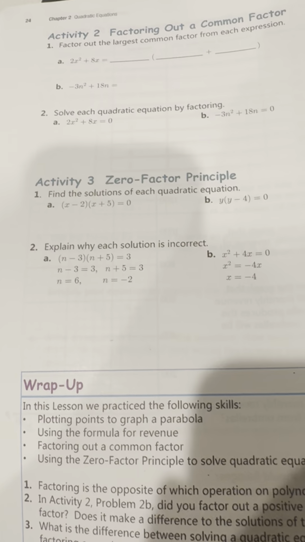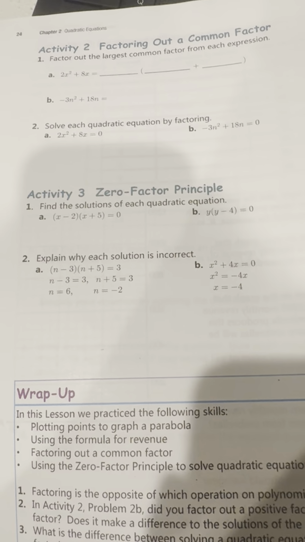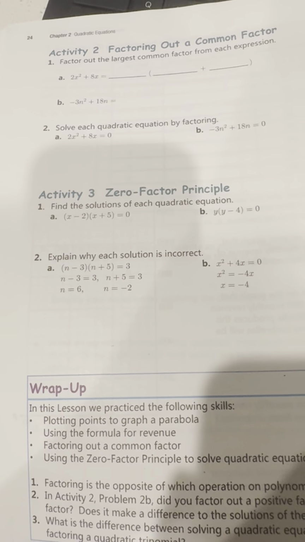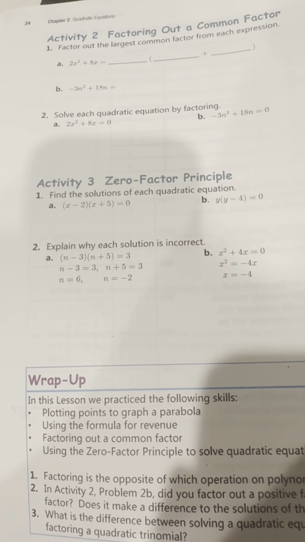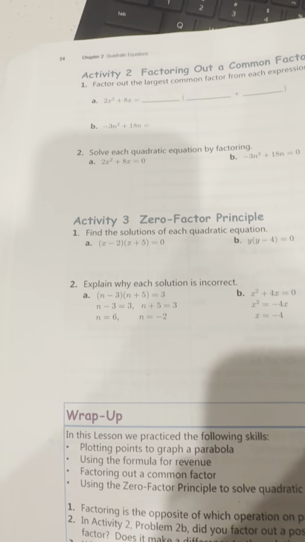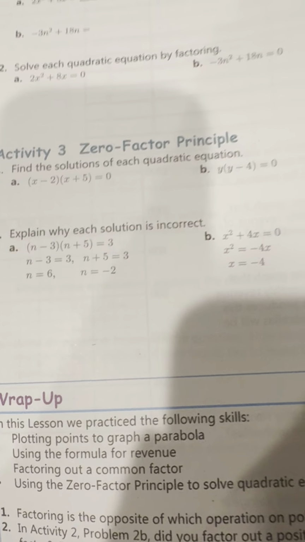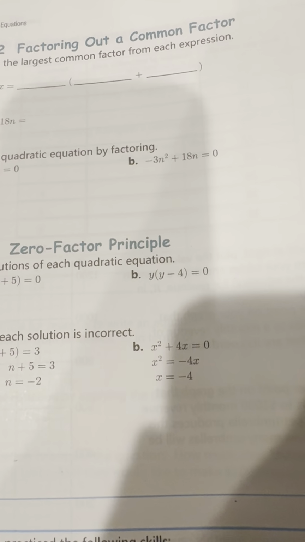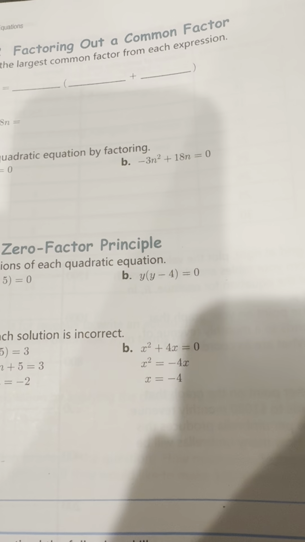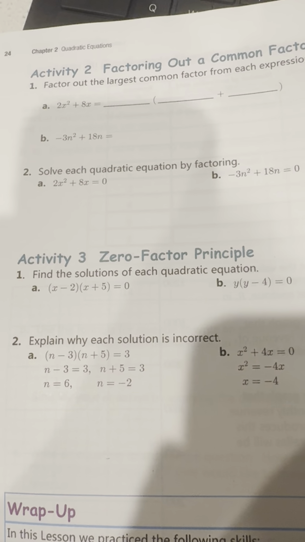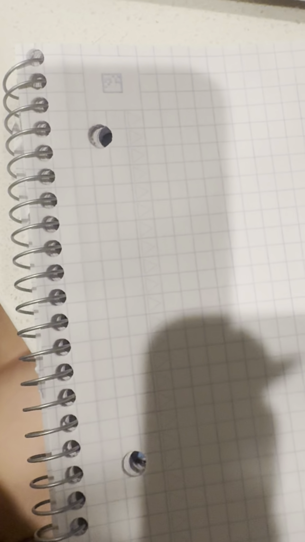Alright, the next lesson I'm doing is lesson 2.2, activity 2, 2A and 2B. So that's going to be 2A and 2B. Yeah, because that's activity 2. Okay, these two. Alright, so I'm going to write on my scratch paper.